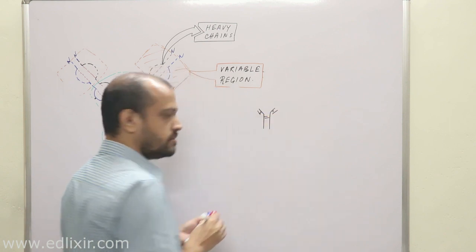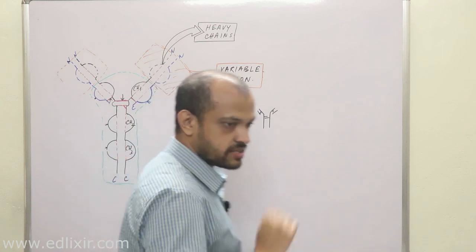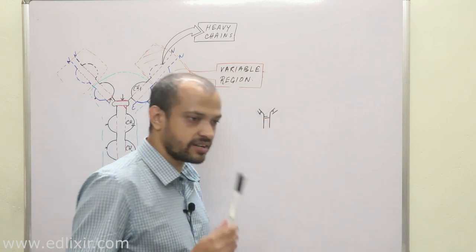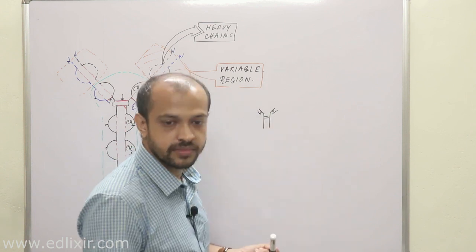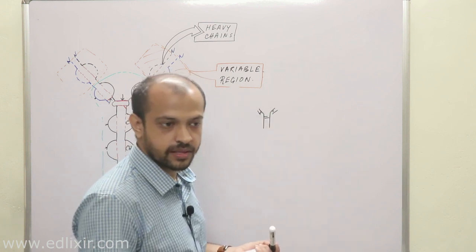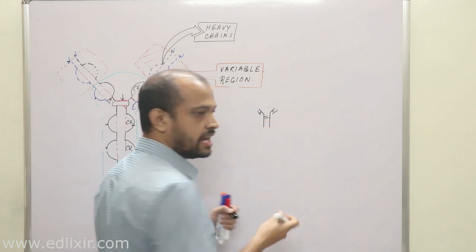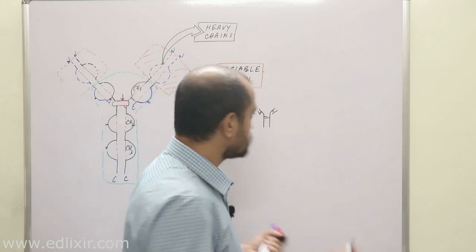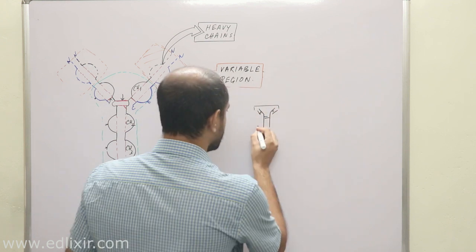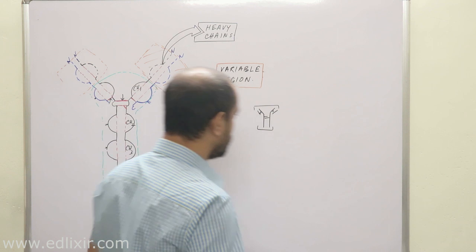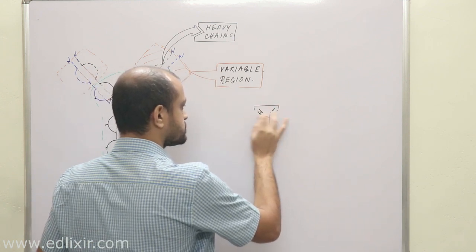Suppose this is your antibody. Now, what was the first question scientists were trying to answer? Which portion binds with the antigen? That's it. The second question they wanted to answer is which one helps in effector response. They were confused whether this portion helps in antigen binding or this portion does. Therefore, what they did is they actually cleaved this portion.